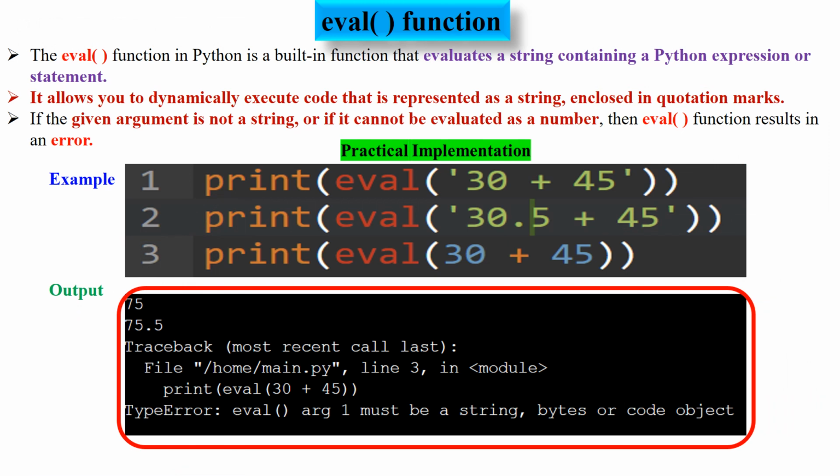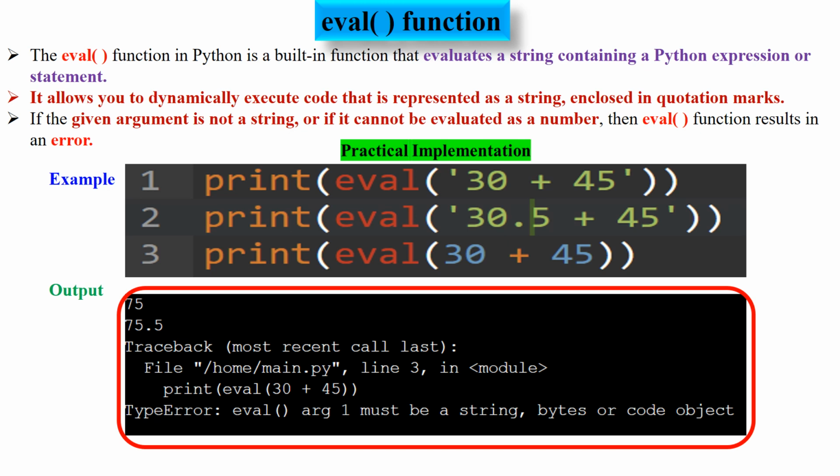The eval function in Python is a built-in function that evaluates a string containing a Python expression or statement. It allows you to dynamically execute code that is represented as a string, enclosed in quotation marks. If the given argument is not a string, or if it cannot be evaluated as a number, then the eval function results in an error. Look at these examples.